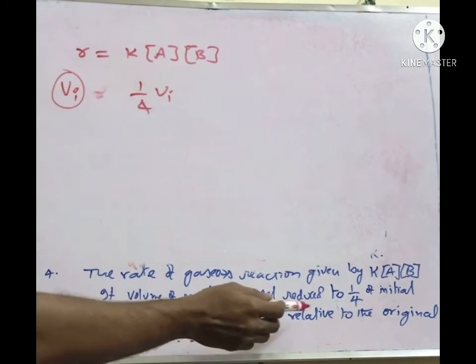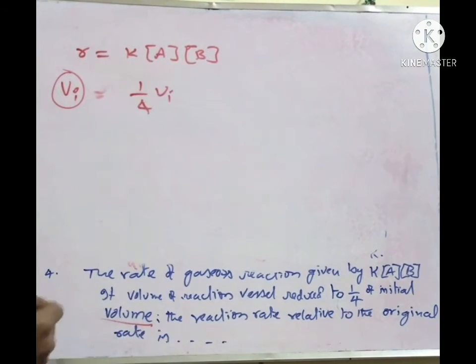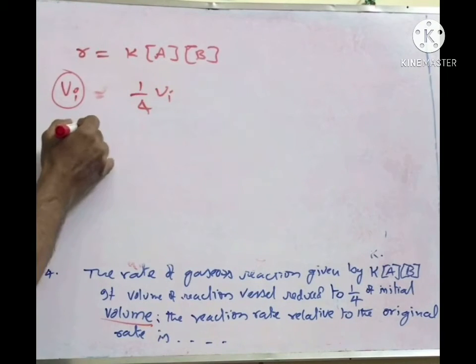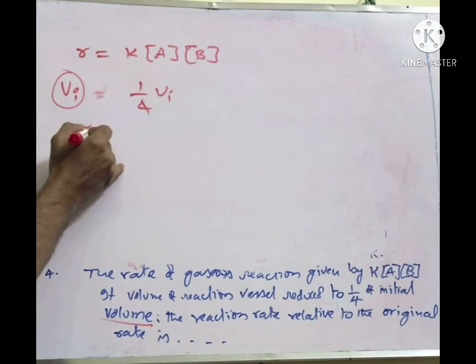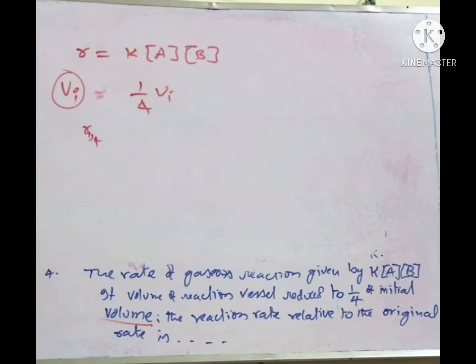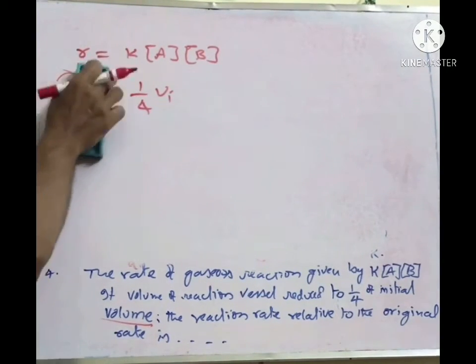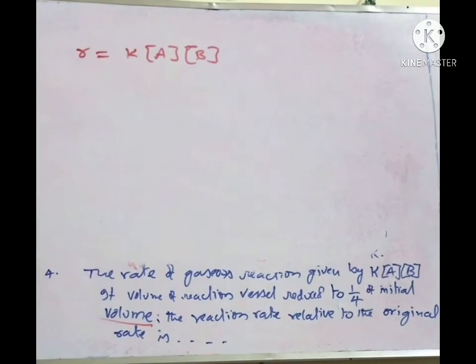So the reaction rate relative to the original rate. The initial reaction rate is R. Now what will be the reaction rate, the change in reaction rate at 1 by 4th volume? They may give objective answers, that is options A, B, C, D. We need to identify this first, then we can say which answer is correct.